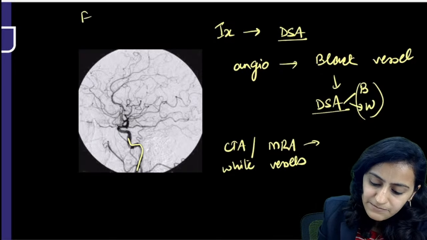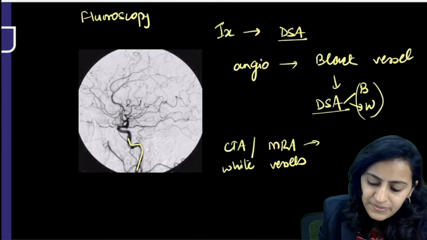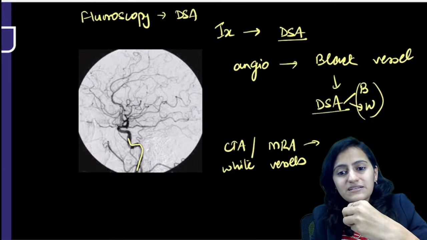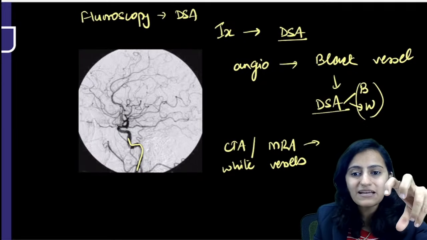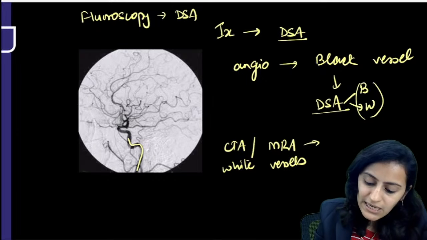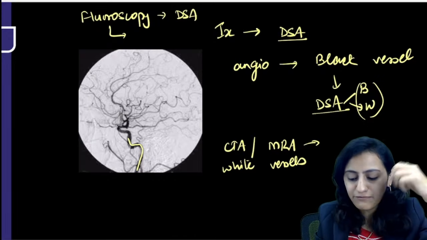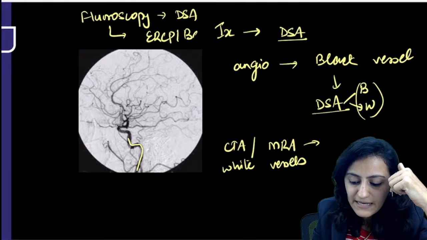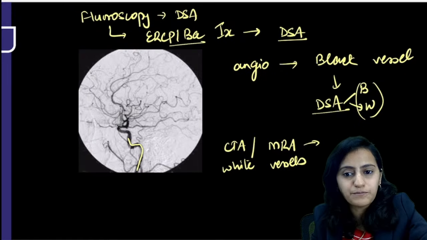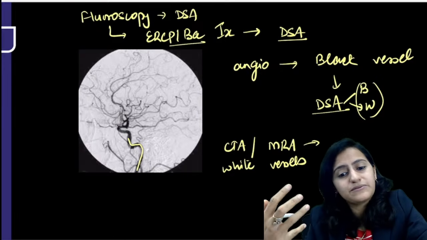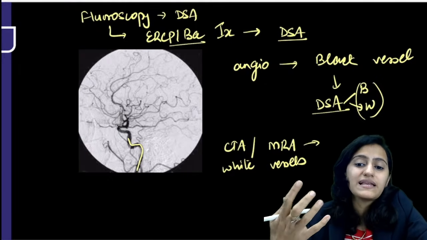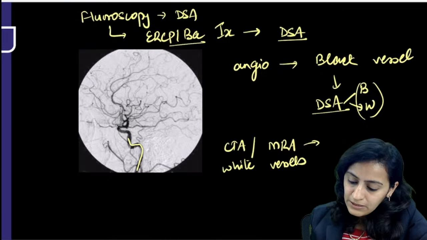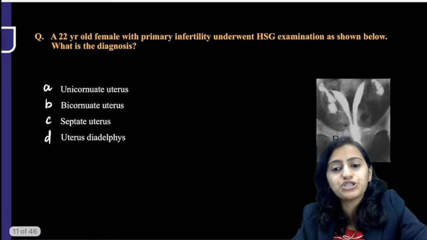So remember the concept that DSA is done under fluoroscopy. Any investigation which is done under fluoroscopy can give this black image or it can give the white image. Other examples of investigations done under fluoroscopy, like ERCP, are also done under fluoroscopy. The barium studies are also done under fluoroscopy, right? So remember that even in ERCP and barium, you can get the black image or you can get the white image, right? Clear with everyone? Going on to the next question now.